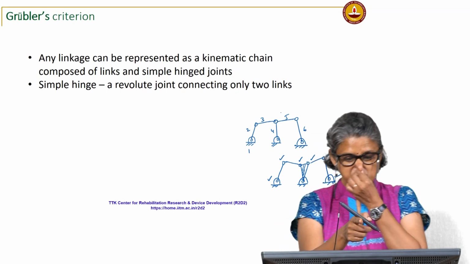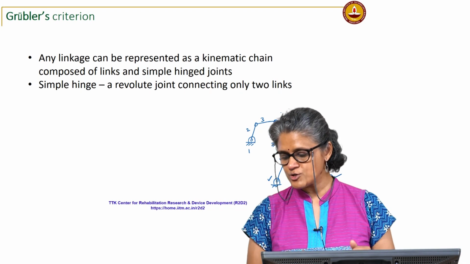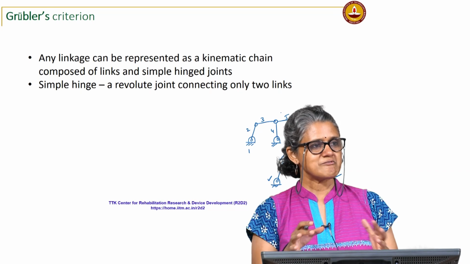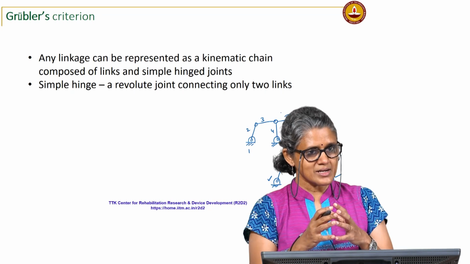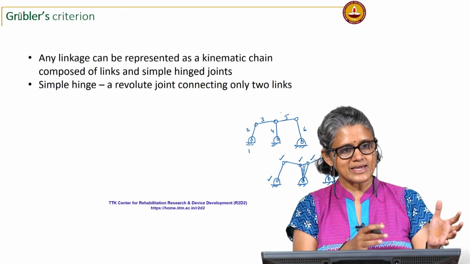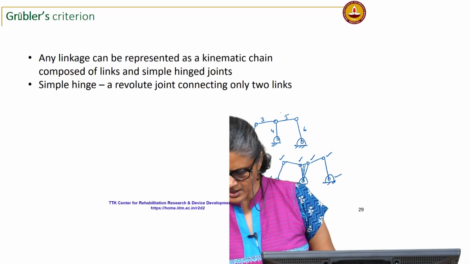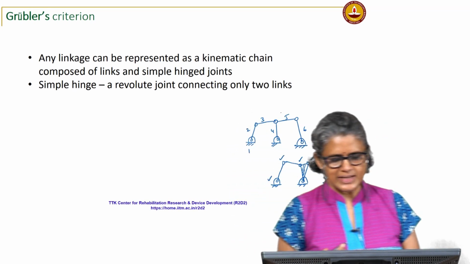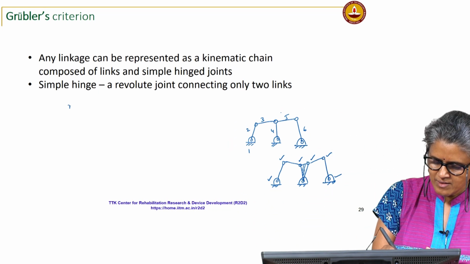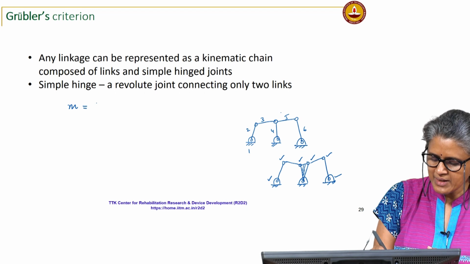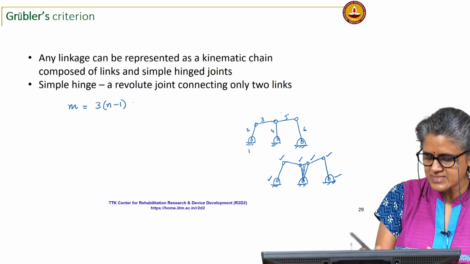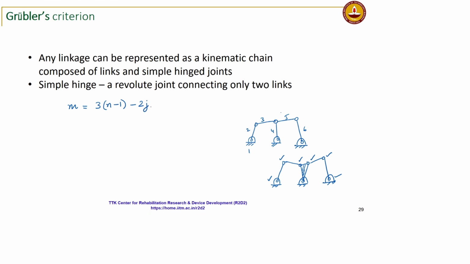The reason I am doing this is because we will now do some things with the mobility equation, where we make the assumption that we are converting any mechanism in any linkage into something with only simple hinge joints. So, we take the mobility criterion, and if I am only dealing with simple hinge joints, I can write the mobility criterion as 3 into n minus 1 minus 2 j1. I am saying I do not have any 2 degree of freedom joints in the mechanism.